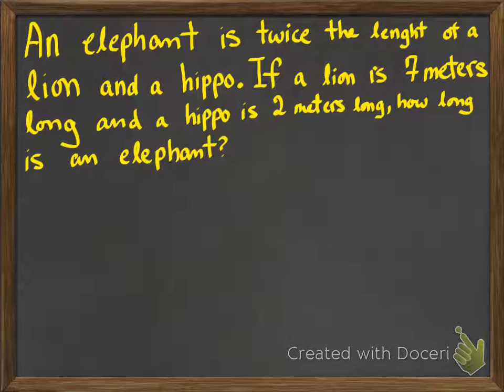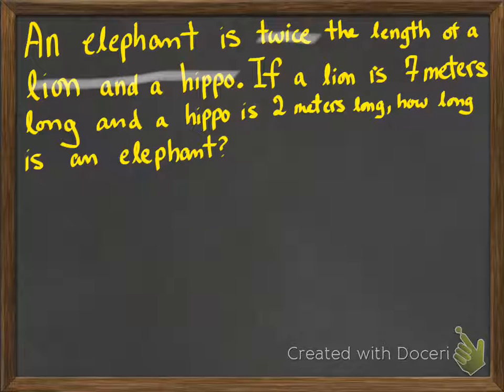All right? Now let's start breaking down some word problems, because this is really the heart of A2. An elephant is twice the length of a lion and a hippo. If a lion is 7 meters long and a hippo is 2 meters long, how long is an elephant? I'm going to be honest with you, I made up these numbers. I don't know if any of that's true. Probably not. But let's break this down. So the word "twice," if you remember from that first page, means multiplied by 2. Now, sorry, I spelled length wrong. It's twice the length of a lion and a hippo.